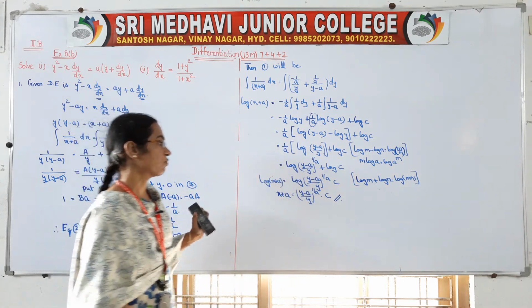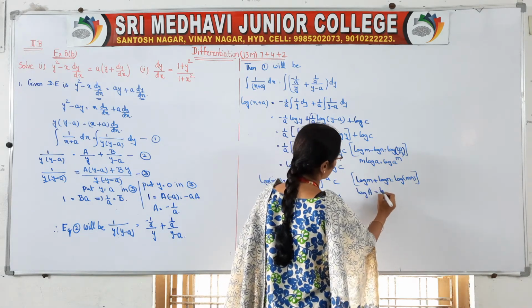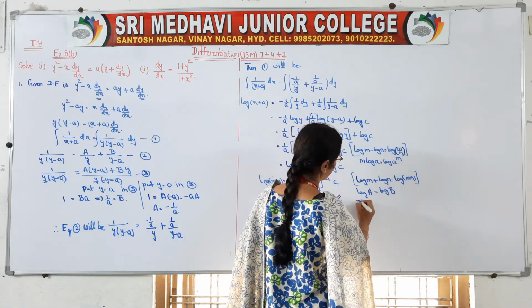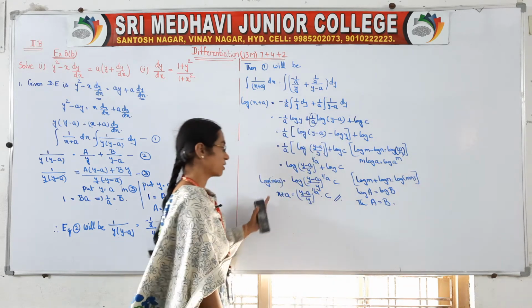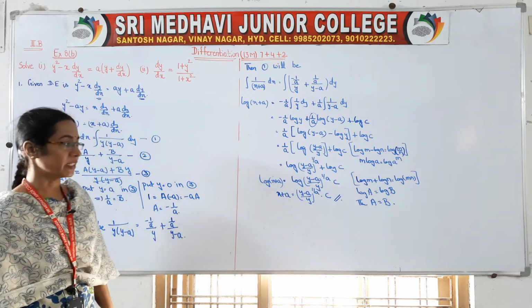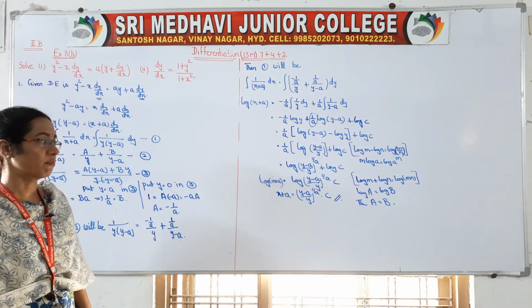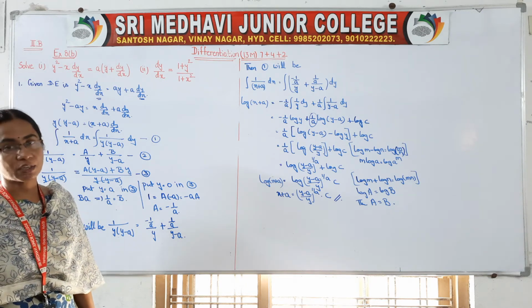After that, if we have log a is equal to log b, then we can write a is equal to b. That's why x plus a is equal to y minus a by y to the power of 1 by a into c is the required equation.